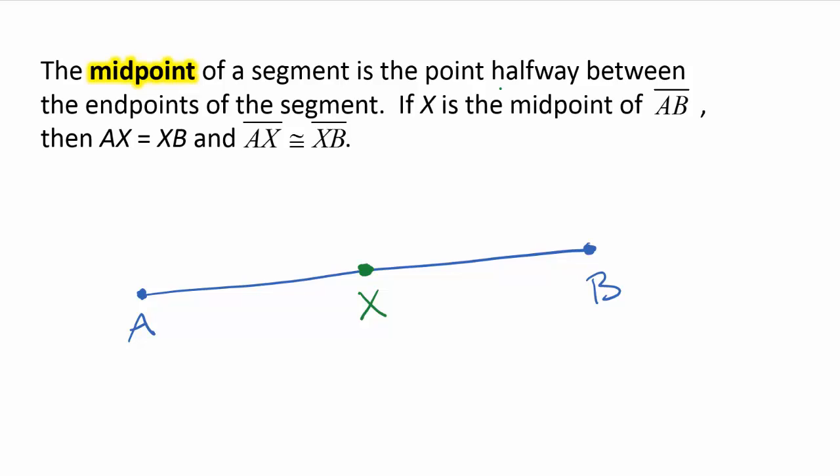If X is the midpoint of line segment AB, then the measure of AX is equal to the measure of XB, and we can show that by putting a congruent mark there and there. And we also say that line segment AX is congruent to line segment XB.